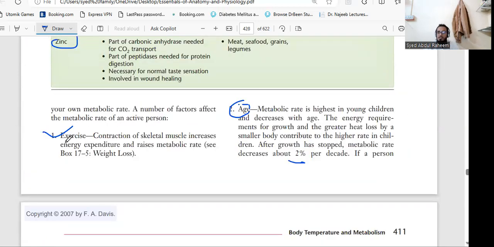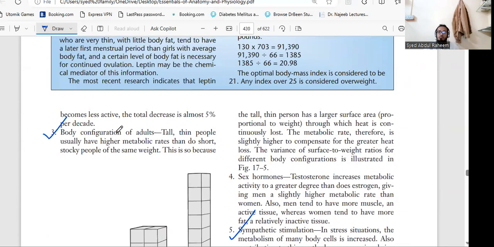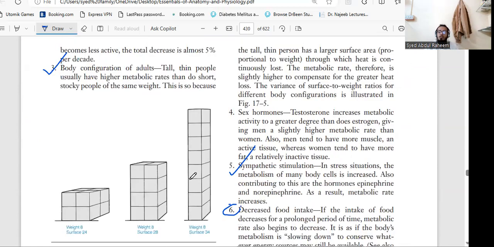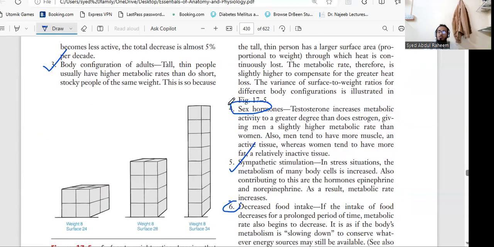Lack of exercise will decrease the metabolic rate. Age: as you grow, the metabolic rate decreases, so you have to do a lot of exercises to increase the metabolic rate. Next, we have body configuration also. Some people are obese, their weight is increasing because of a poor diet or unwanted diet. Next, sex hormones also affect the body. If your testosterone is good, your metabolic rate is good. If there is less testosterone, the metabolic rate also decreases.